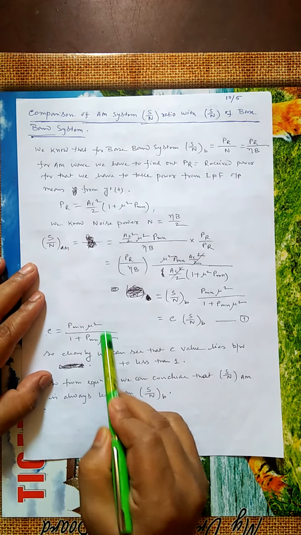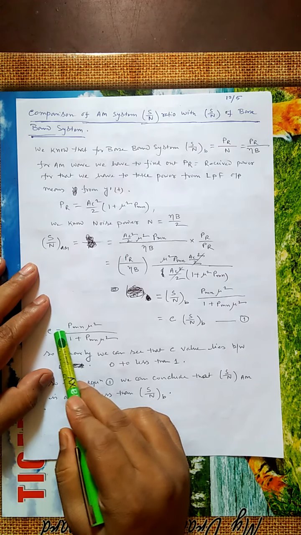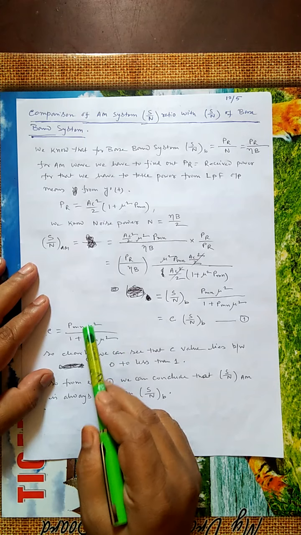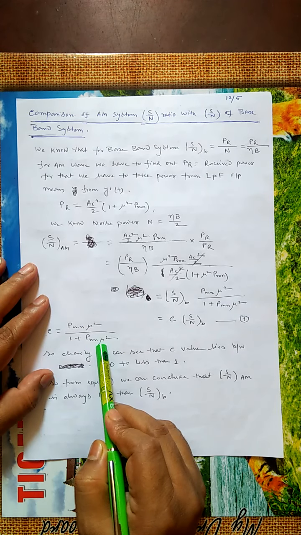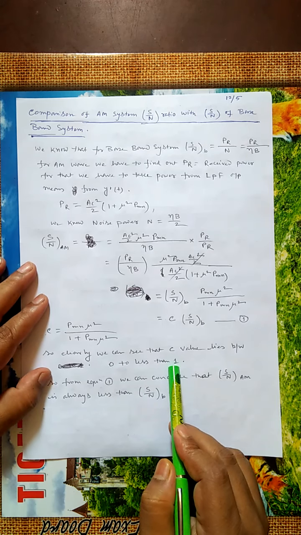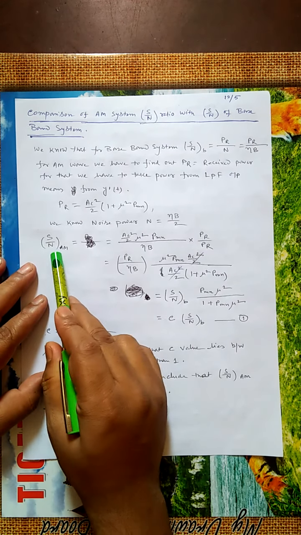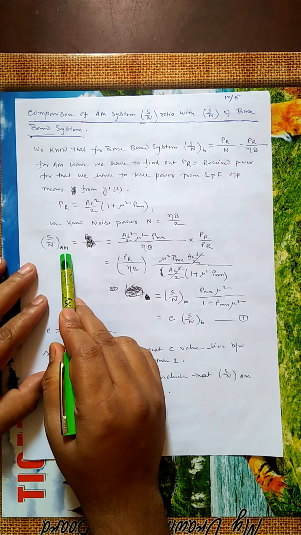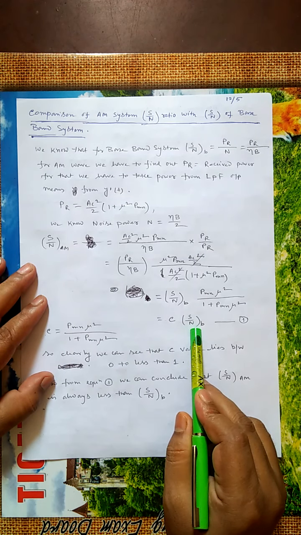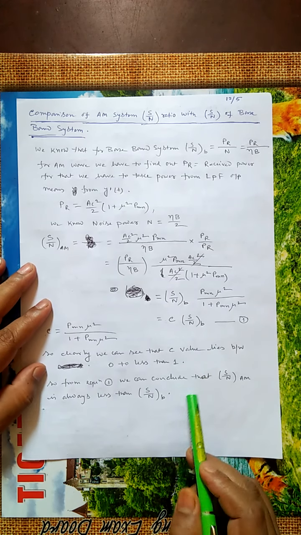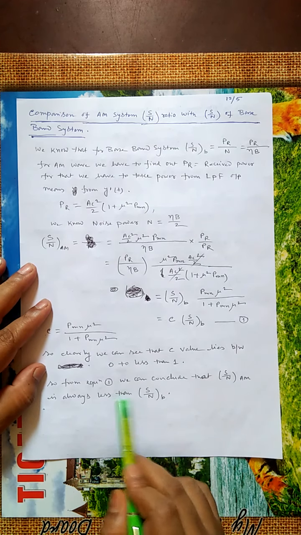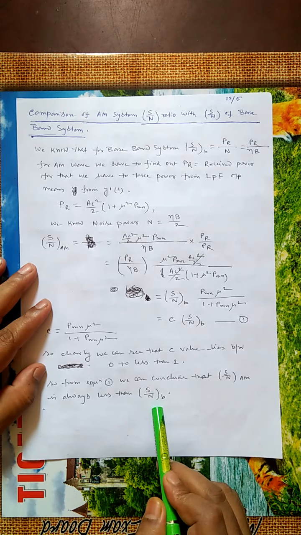C is PMN mu square divided by 1 plus PMN mu square. From this equation we can see that the minimum value of C would be 0, and since there is 1 plus something in the denominator, the upper value of C will always be less than 1. So the signal to noise ratio of AM is always less than the signal to noise ratio of the baseband system.